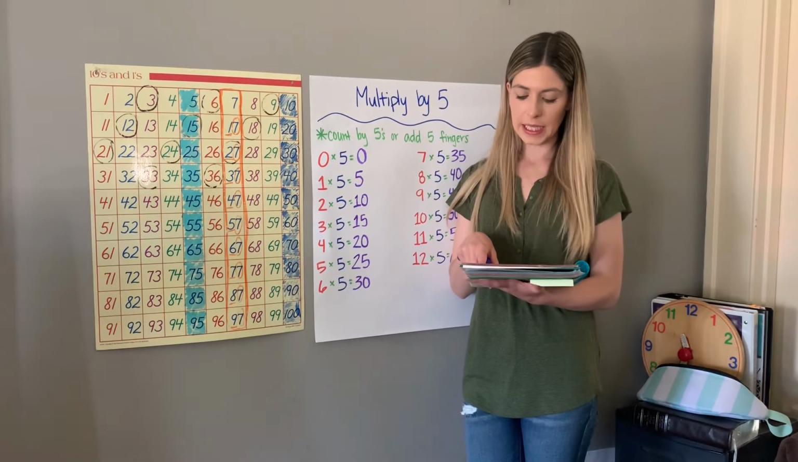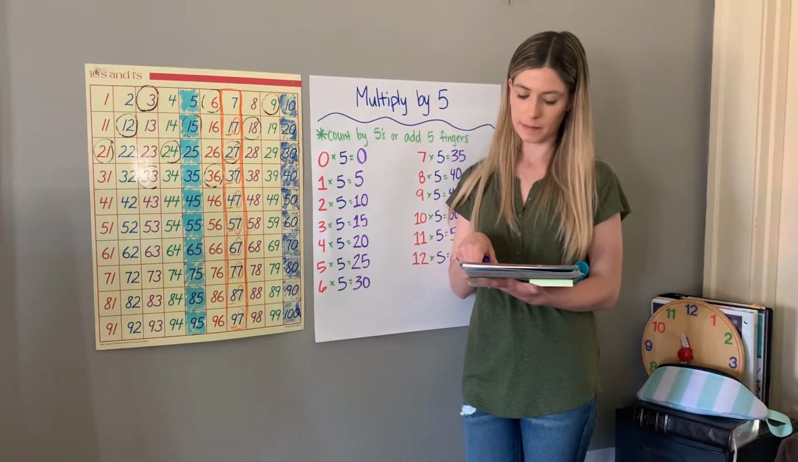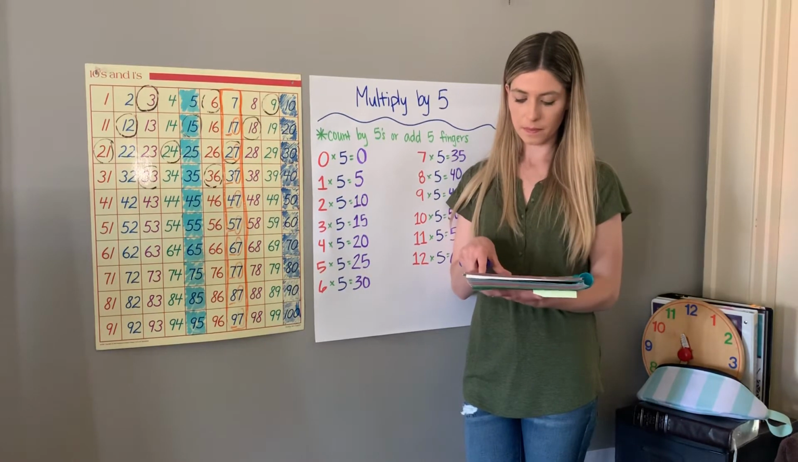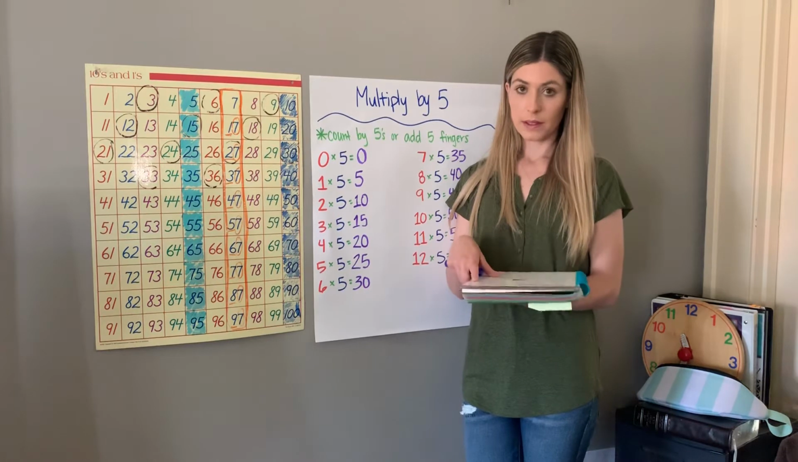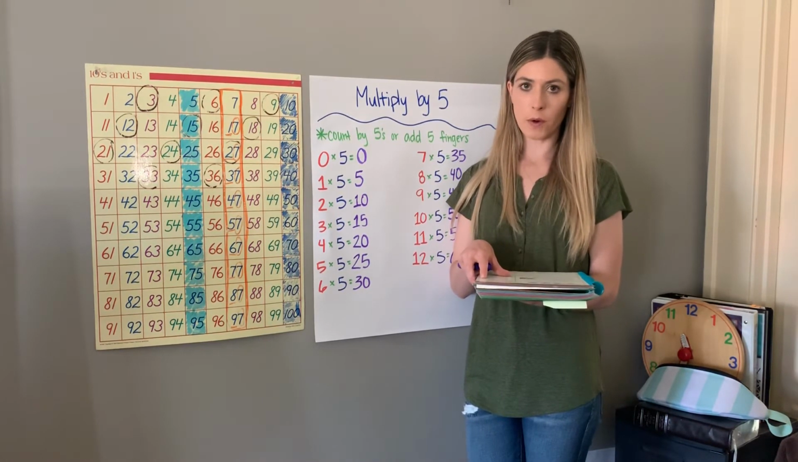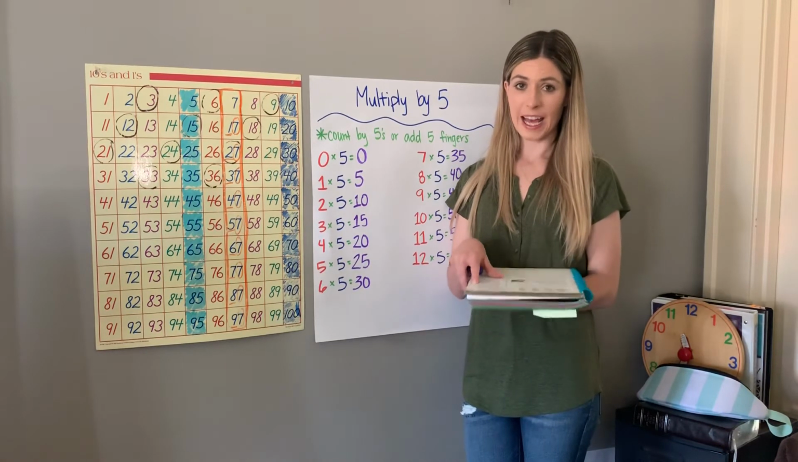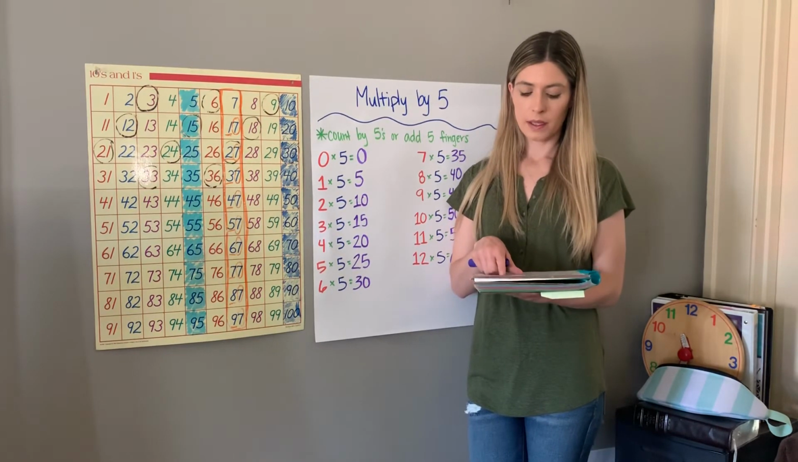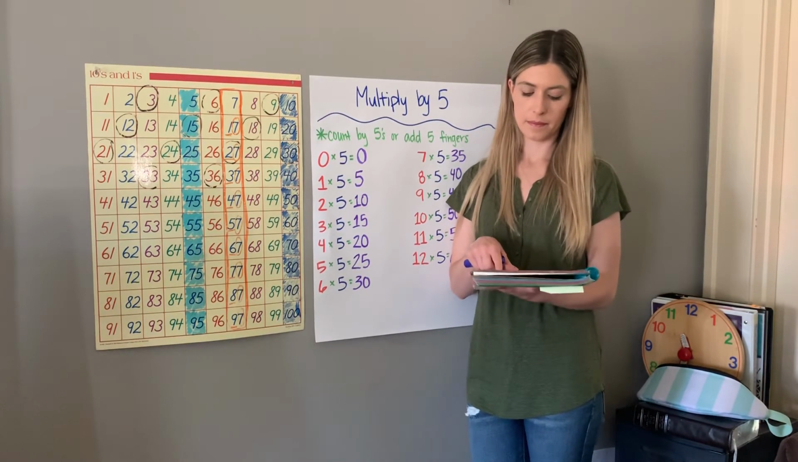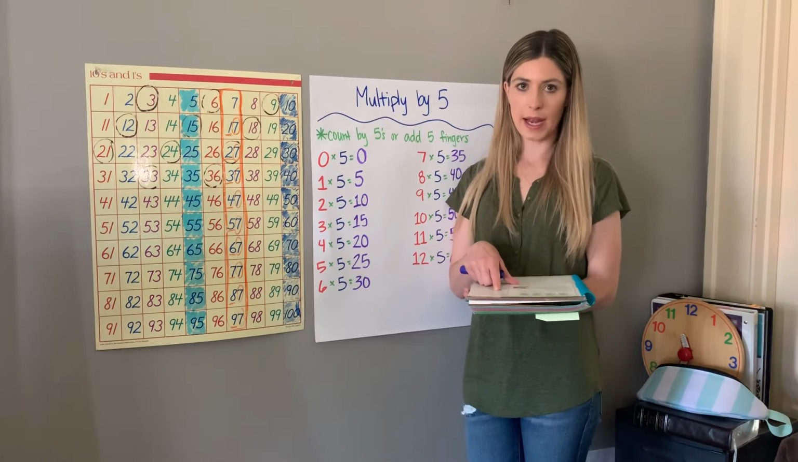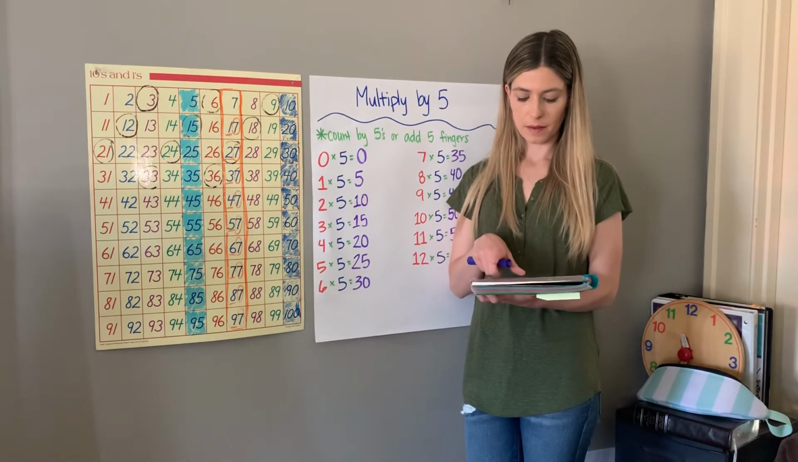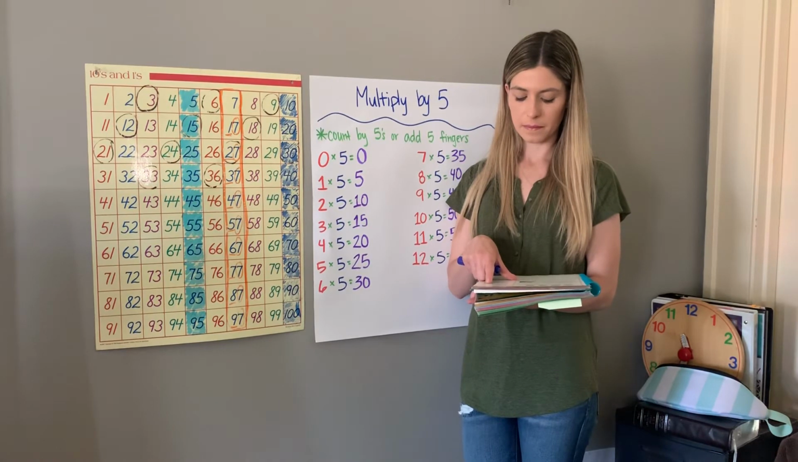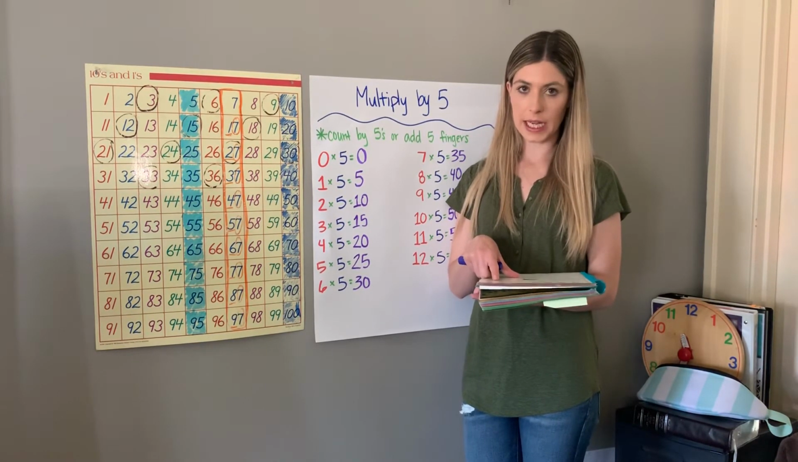B, $69.04. $69.04. C, listen carefully. 3 1/4. 3 1/4. D, 10 1/2. 10 1/2. E, 9,807. 9,807.